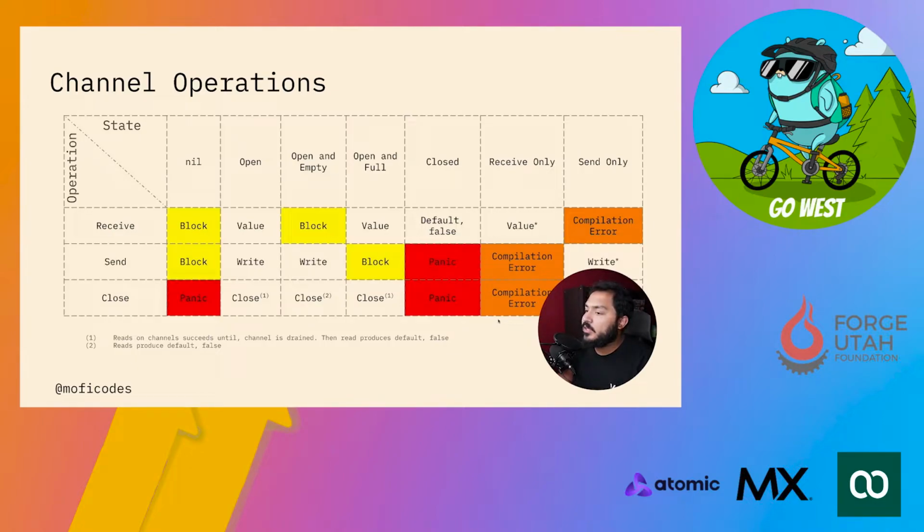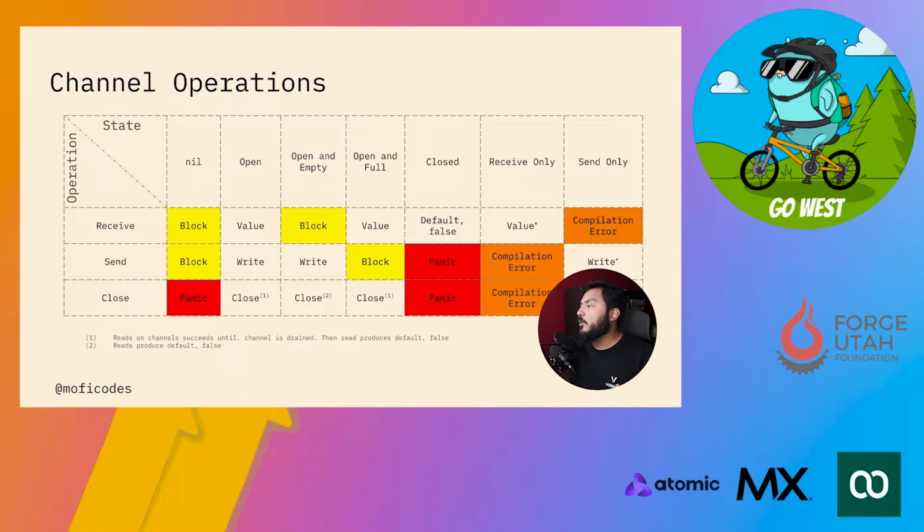The main compilation error would be if you're trying to send to a receive-only channel. So that's where using functions to convert our send-and-receive channel into a send-only or receive-only channel, depending on what we need to use, comes in.